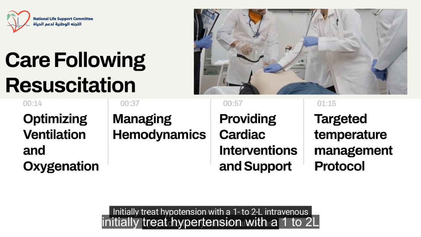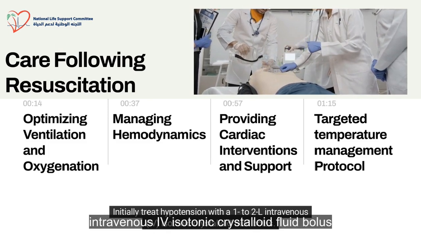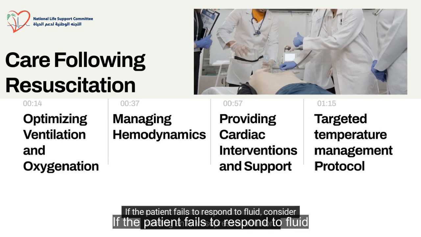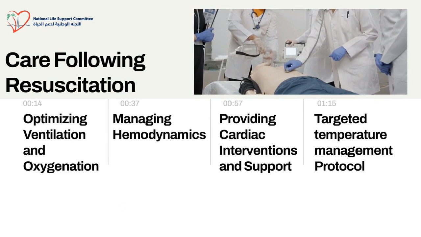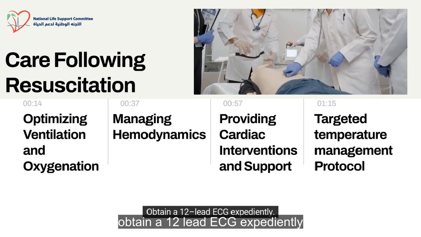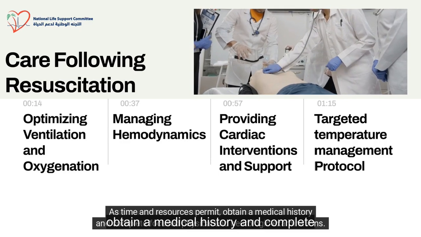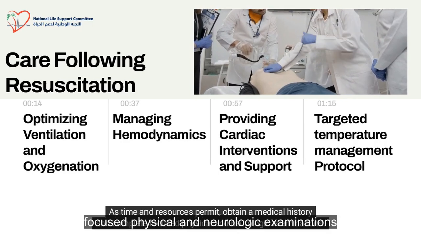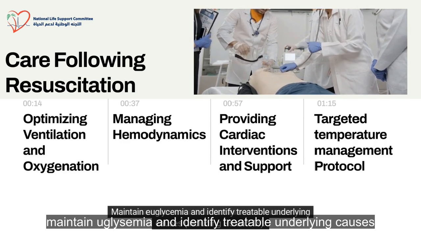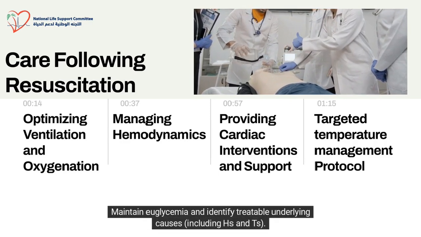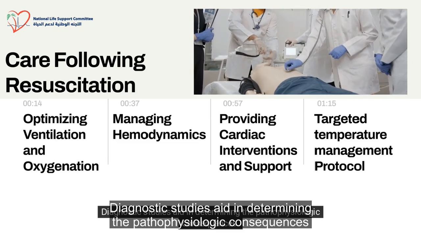Initially treat hypotension with a 1 to 2 L intravenous IV isotonic crystalloid fluid bolus. If the patient fails to respond to fluid, consider starting an IV vasopressor infusion. Obtain a 12-lead ECG expediently. As time and resources permit, obtain a medical history and complete focused physical and neurologic examinations. Maintain euglycemia and identify treatable underlying causes, including H's and T's. Diagnostic studies aid in determining the pathophysiologic consequences.